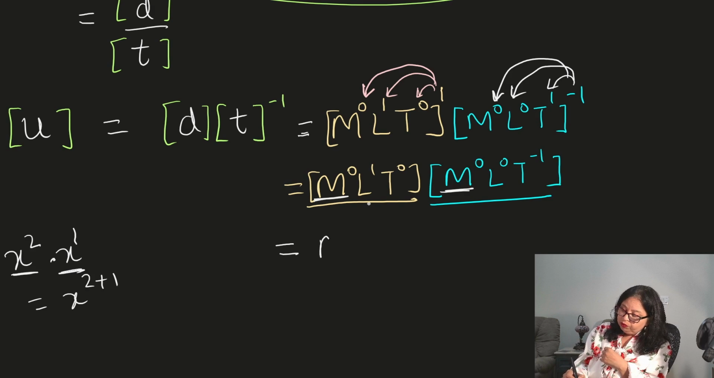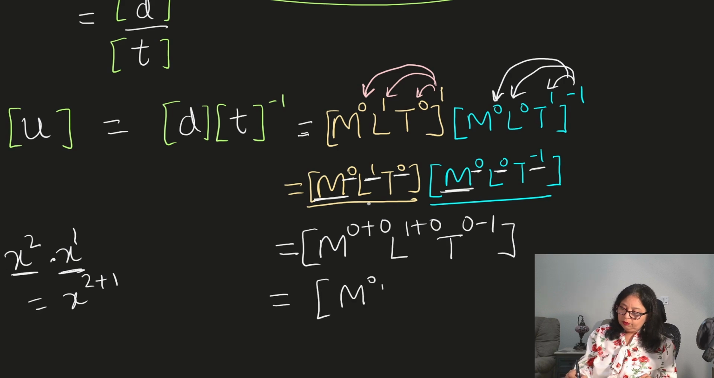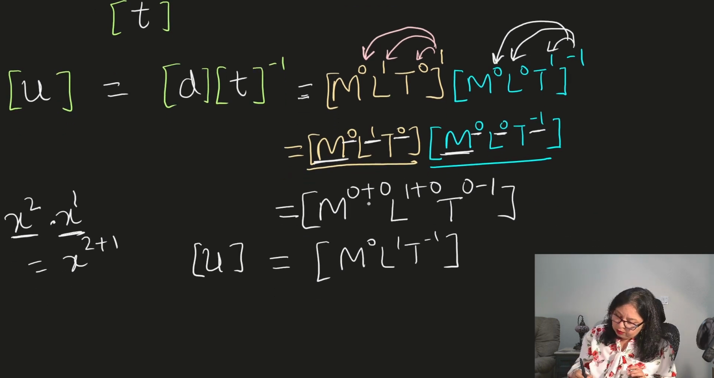So the first one becomes M to the power, what's the first one's power? 0. And second one's power is also 0. Then we have L to the power, this 1 plus this 0. T to the power 0 minus 1. What do we get? Let's close these parentheses. M0 L1 T minus 1. This is your dimensional formula for speed.